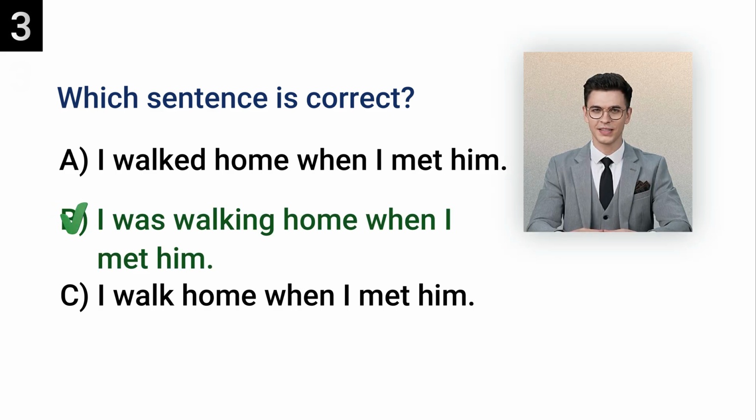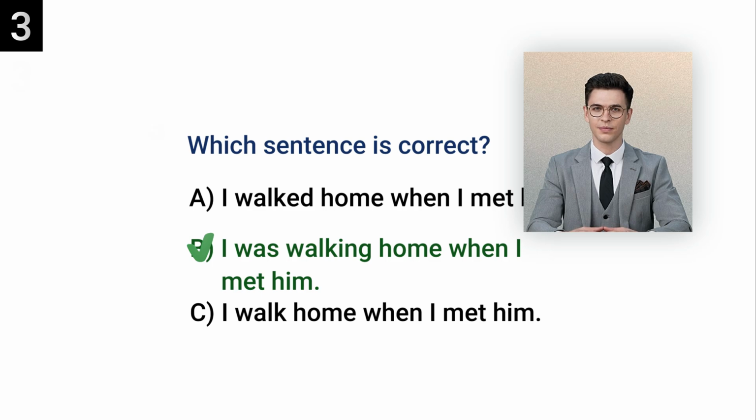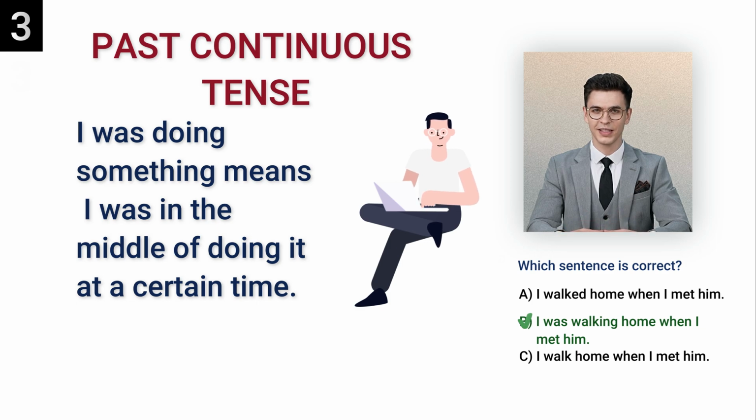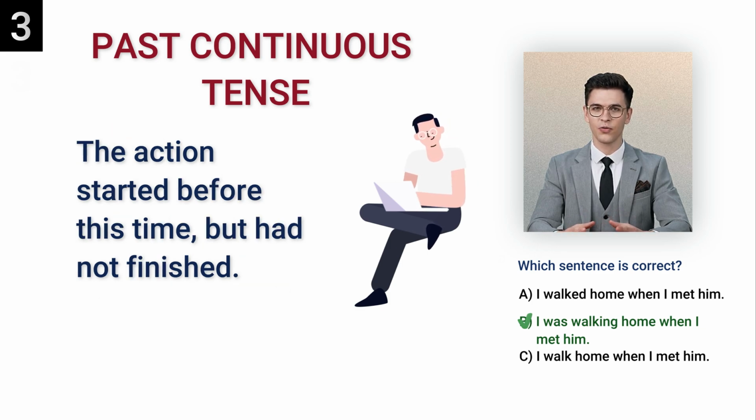The correct option is: I was walking home when I met him. In this sentence we use the past continuous tense. I was doing something means I was in the middle of doing it at a certain time. The action started before this time, but had not finished.